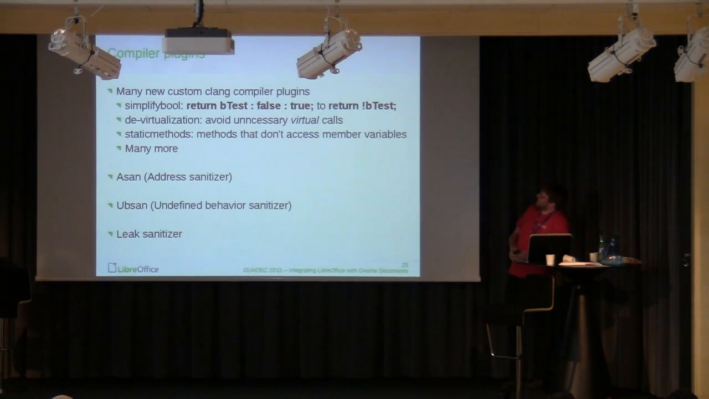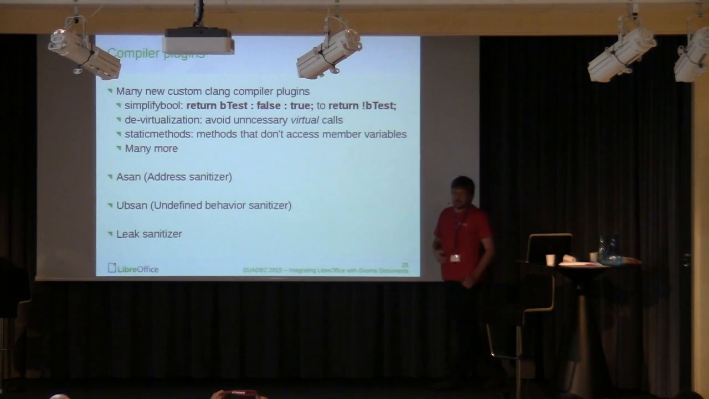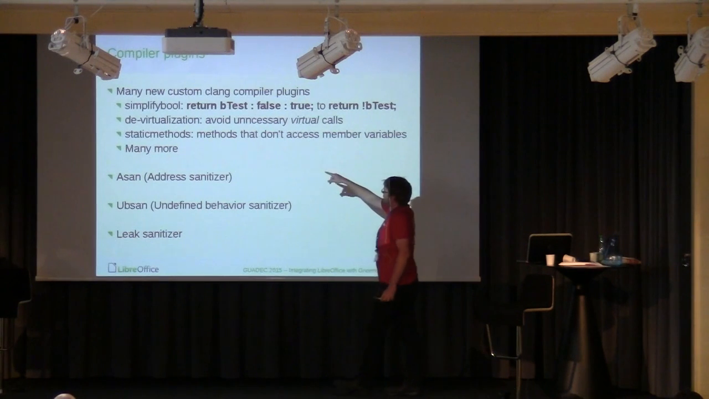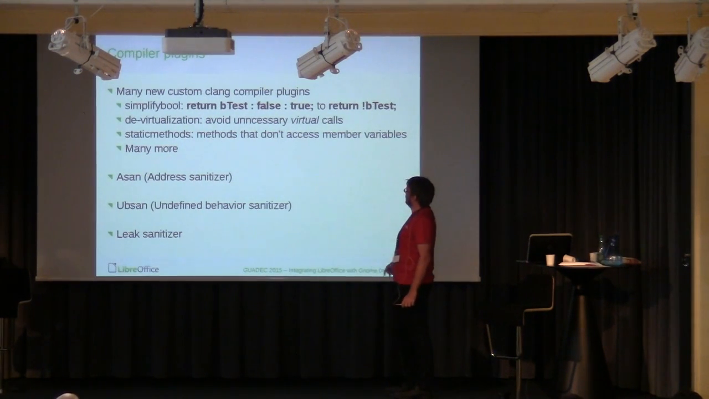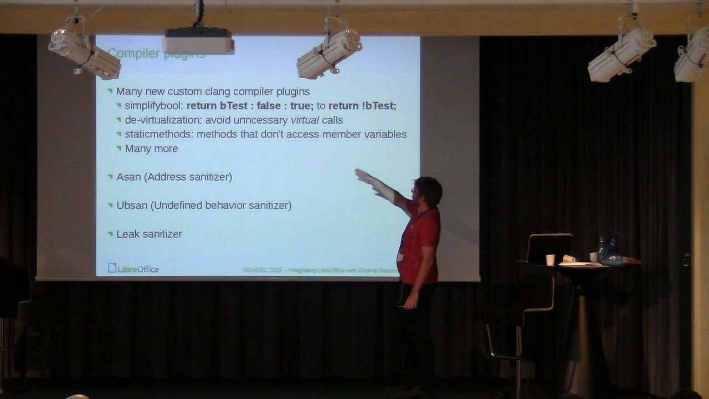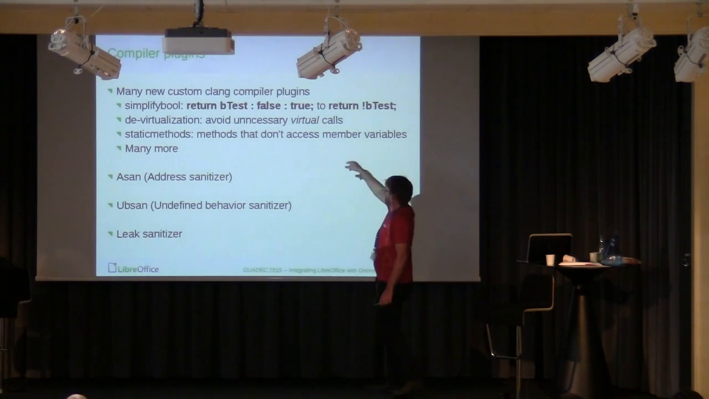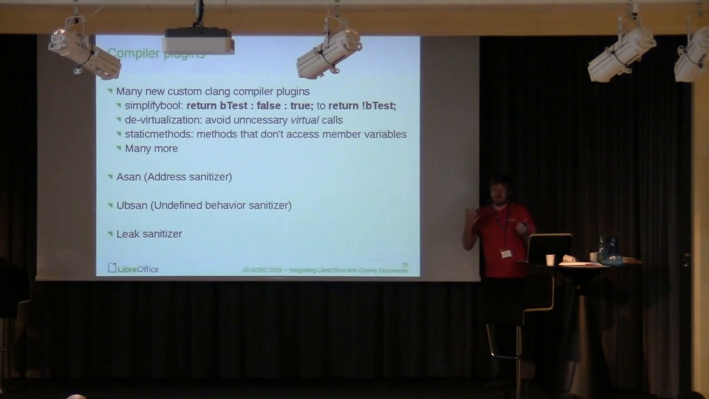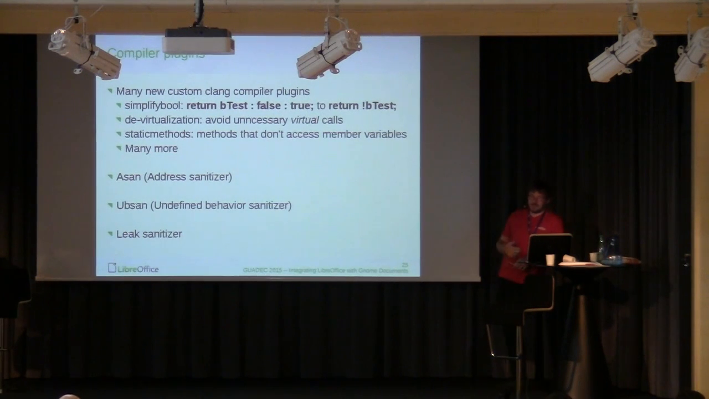Another big task that have been used extensively in the 5.0 release are compiler plugins. I picked some that look simple and that make it easy to understand how they help the code. A quite easy one is the simplified bool. Something like this: return bTest, which is a Boolean variable. If it's true, return false, otherwise true. Oh, that should be a question mark. It can of course be simplified, and maybe a compiler will do it, maybe it won't. But of course, the second version is easier to read.